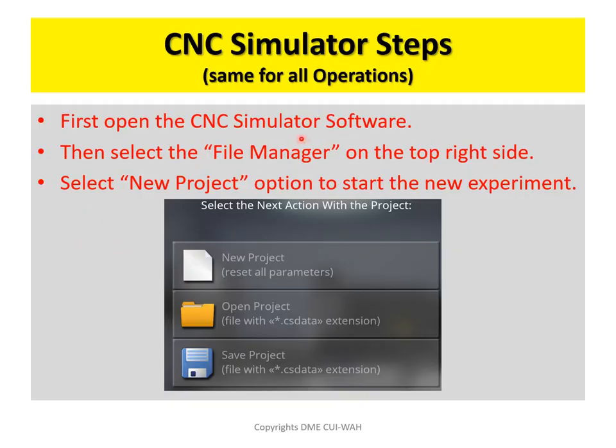Now starting with the CNC simulator, first you will open the CNC simulator software. Then you will click on the top right side on the icon File Manager. Then this window will appear. Now there are three options you can see. The Open Project option is used to continue work from previous session. I mean, if you have already a job saved, you can open it from this option. The Save is for saving the current progress, and New Project is for starting new job.